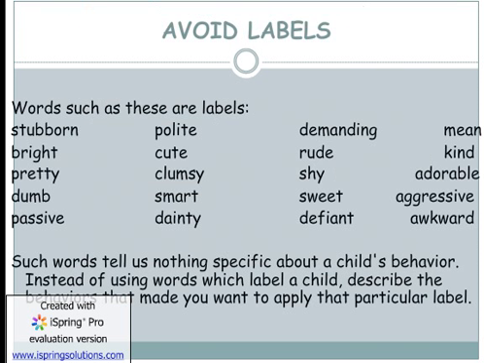You should also be careful to avoid labels. Labels such as stubborn, bright, pretty, dumb, passive, polite, cute, clumsy, smart, dainty, demanding, rude, shy, sweet, defiant, mean, kind, adorable, aggressive, or awkward are ways that people will summarize behavior that really involves making a subjective assessment. These words tell us nothing very specific about what the child is doing or their behavior. So instead of using words to label a child, describe the behaviors that the child made that made you think of that particular label.